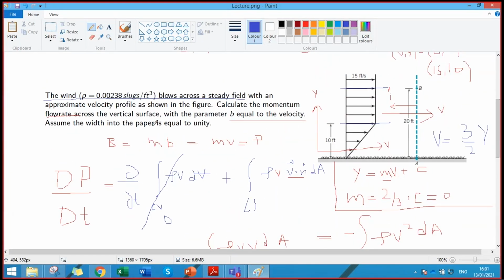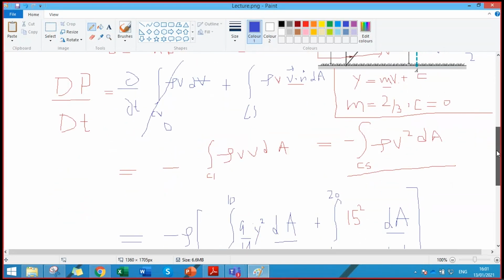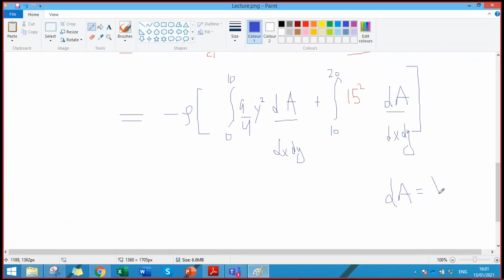So if we see the problem statement, we can see that assume the width into the paper is equal to unity, right? So dA would be equal to dx into dy, and if dx is the coordinate into the paper, then it would be unity, and if it is unity, then it would be equivalent to dy only. Clear? So dA equals dy. Is it clear?